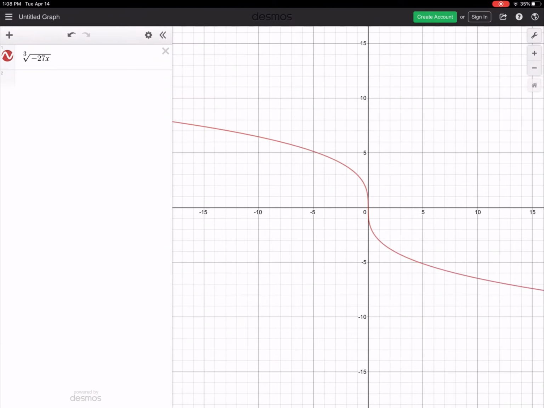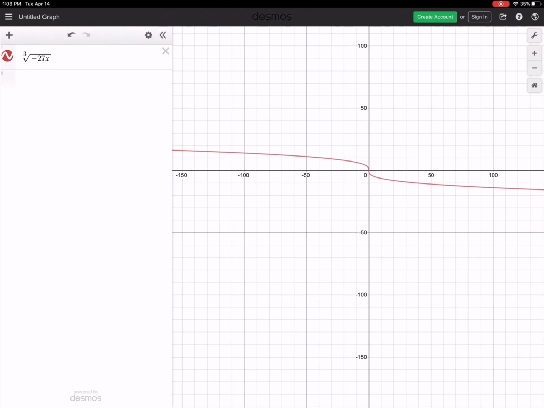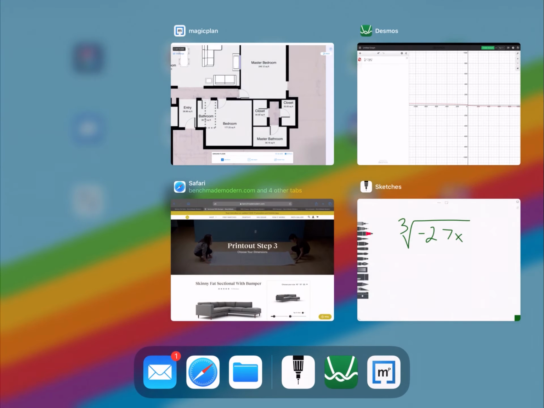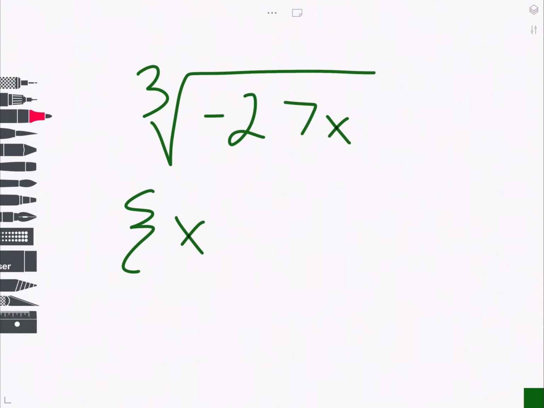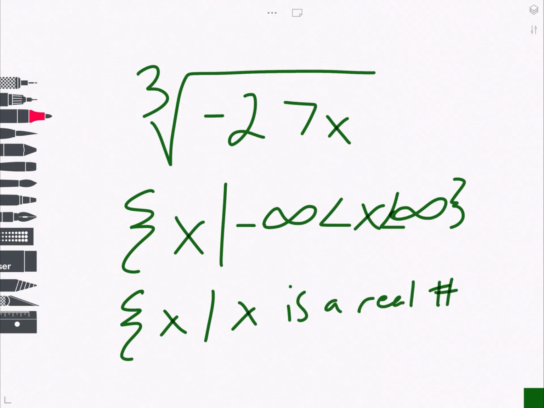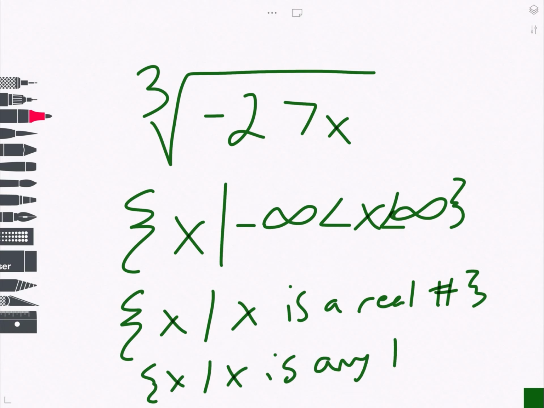If you look at that one, when we zoom out, it goes on left and right forever and ever and ever. Does not stop. So there's a few different ways you could write this. One is x such that negative infinity is less than x is less than infinity. Forgot a symbol there, oops. So basically any number, which is the next way you could write it, x such that x is a real number. Or you'll also hear it just as x is any number.